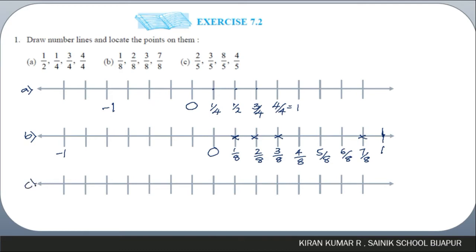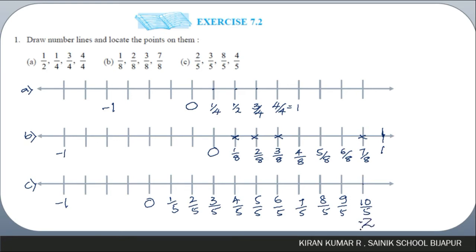Let's take up the third one. We need to have 5 equal parts. So if I mention this as -1, first part, second, third, fourth, fifth, this will be 0. Next, this will be 1 by 5, 2 by 5, 3 by 5, 4 by 5, 5 by 5, 6 by 5, 7 by 5, 8 by 5, 9 by 5, and 10 by 5. Look at this. This 10 by 5 is nothing but 2. And 5 by 5 is nothing but 1.